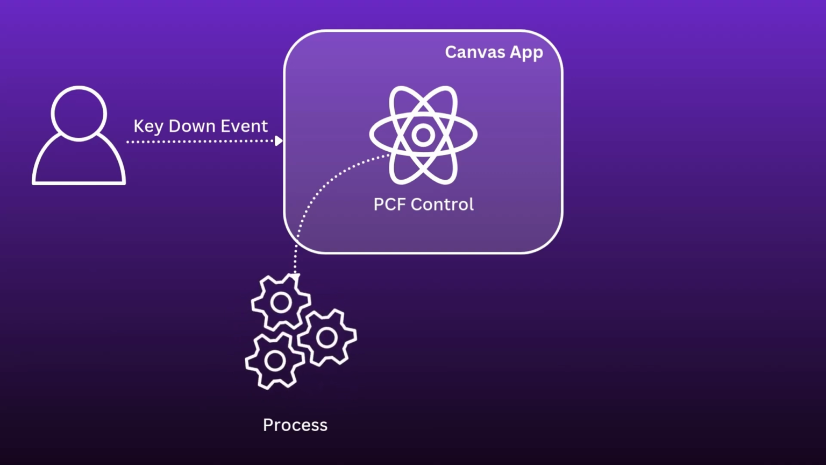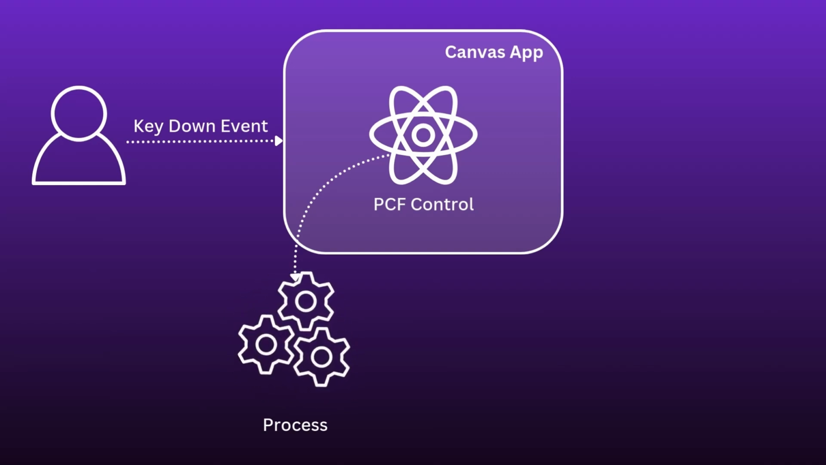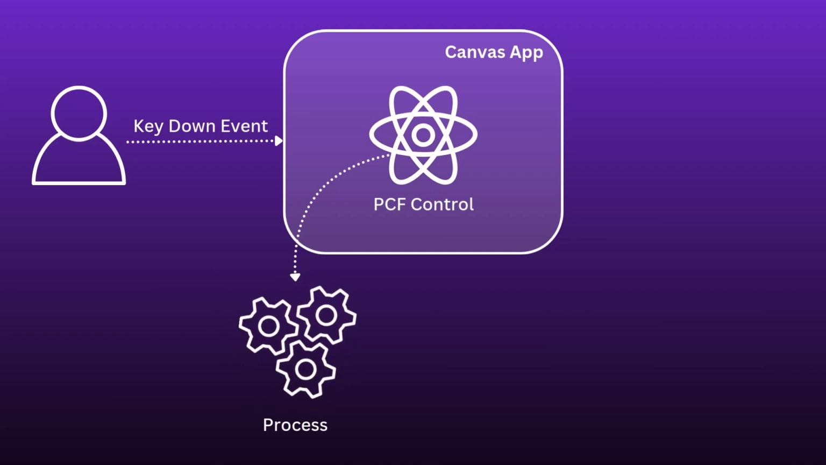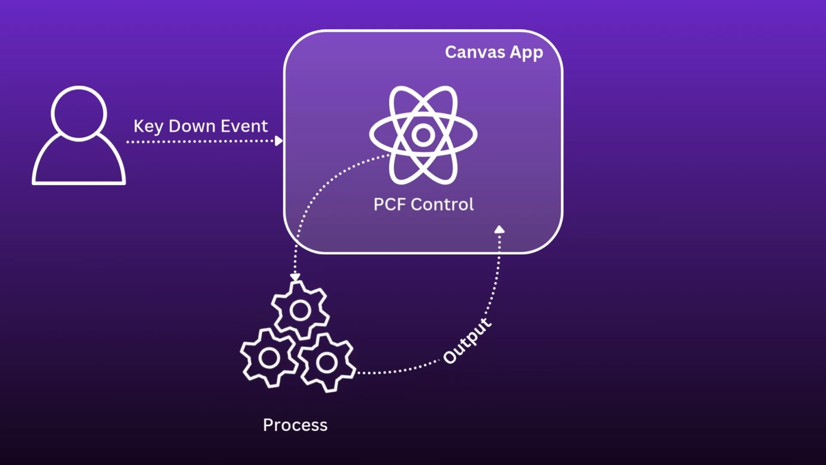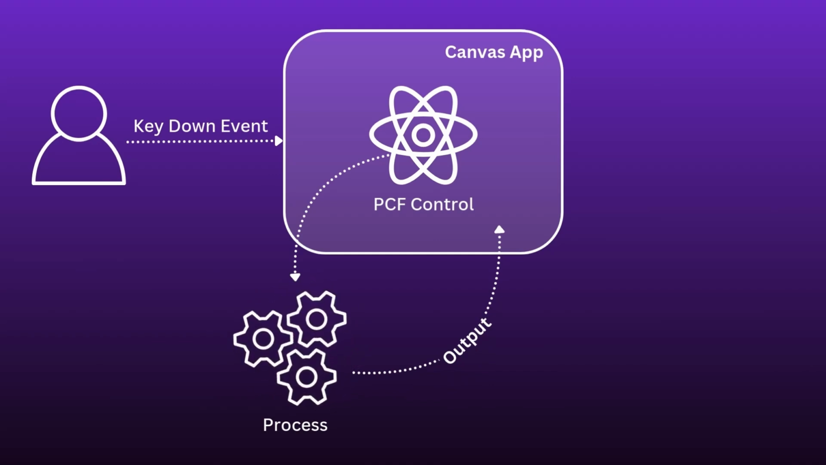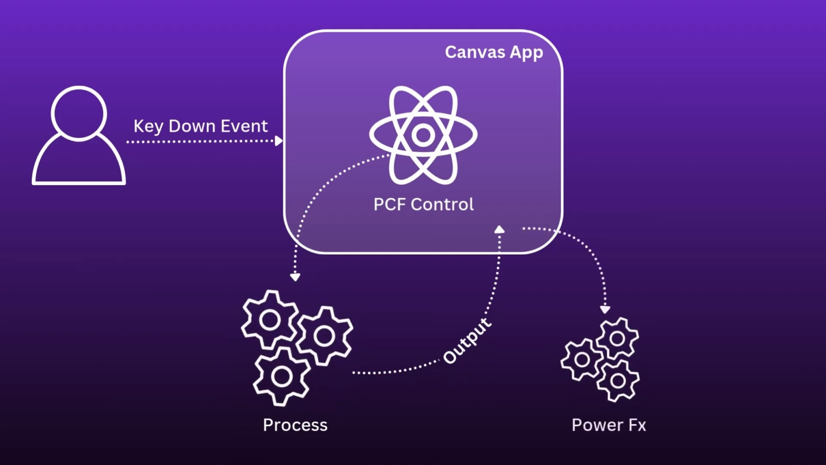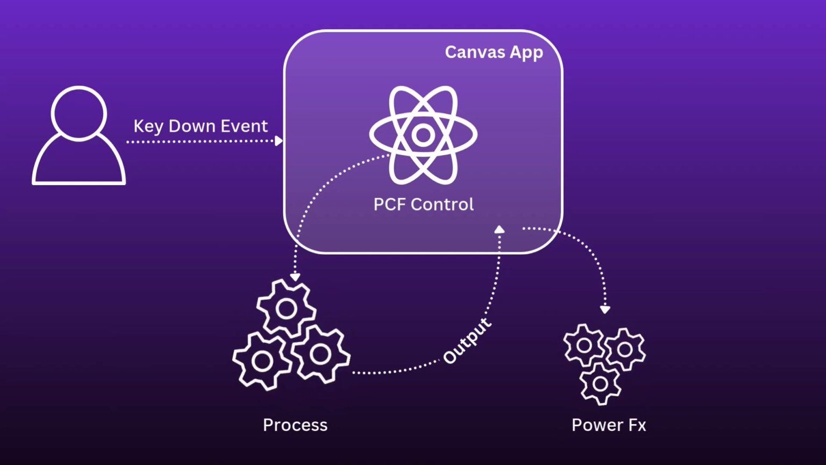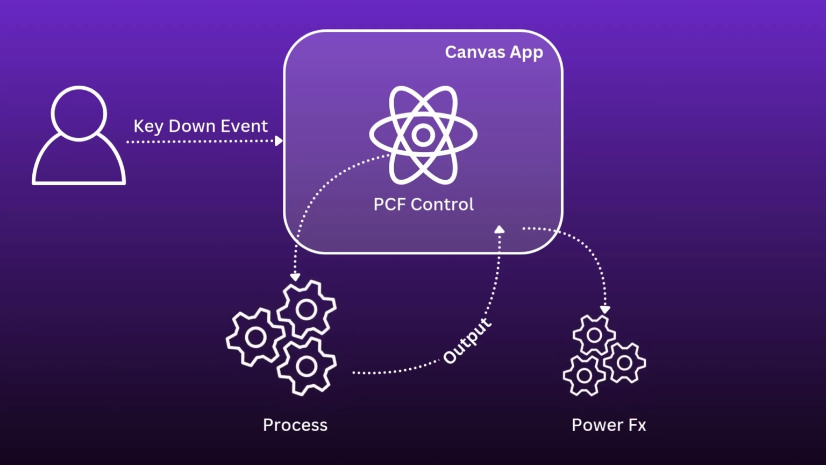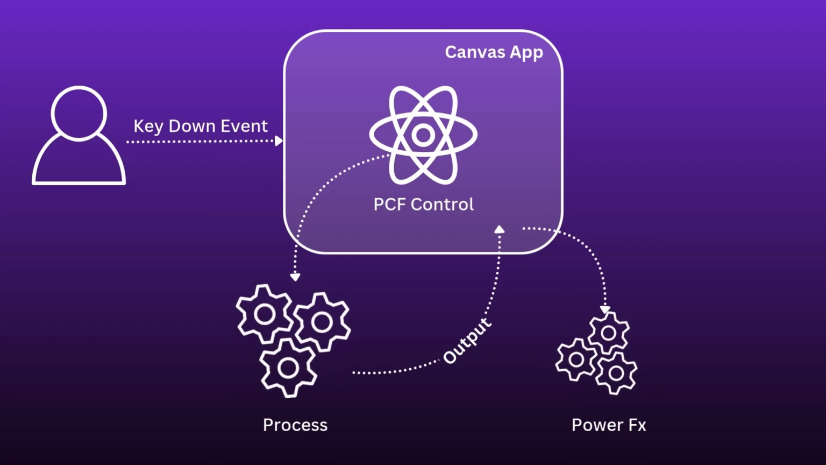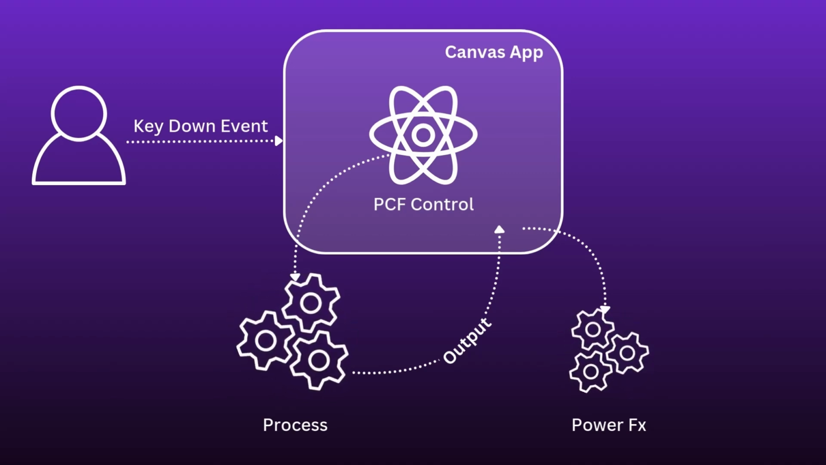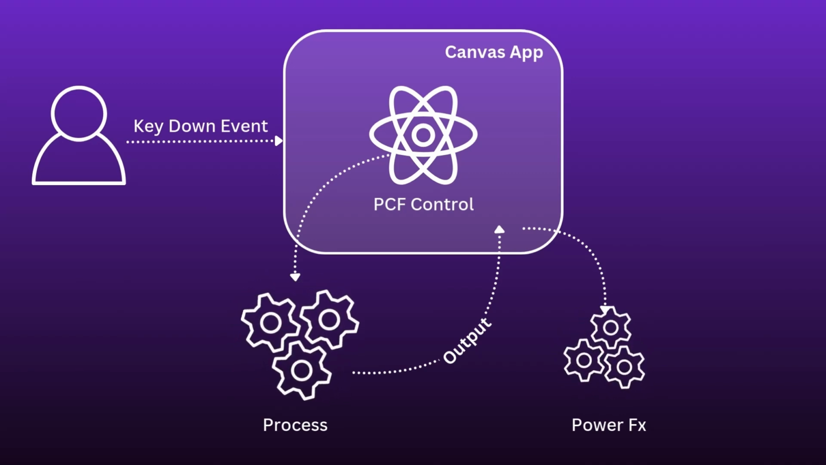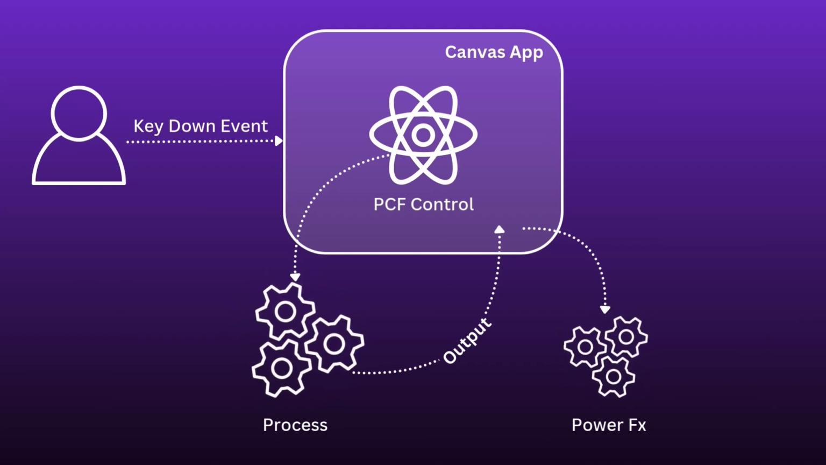In case our key combination was within the input parameters array, the PCF control will return the updated output parameter. Finally, in our Canvas application, we can listen for these output parameter changes, and based on them, we can then launch certain PowerFX functions or logic. So in essence, it's a very simple PCF control that only listens for our keyboard inputs, and on certain occasions, it will inform our Canvas application if something needs to be done.